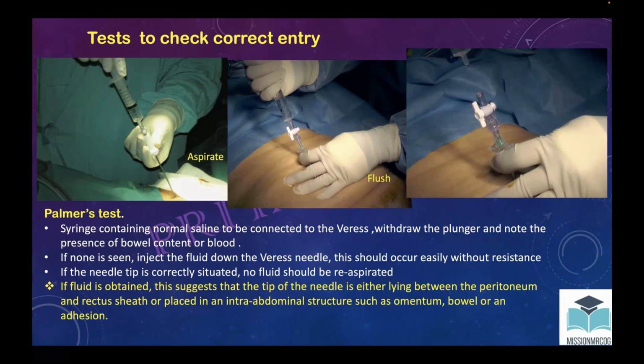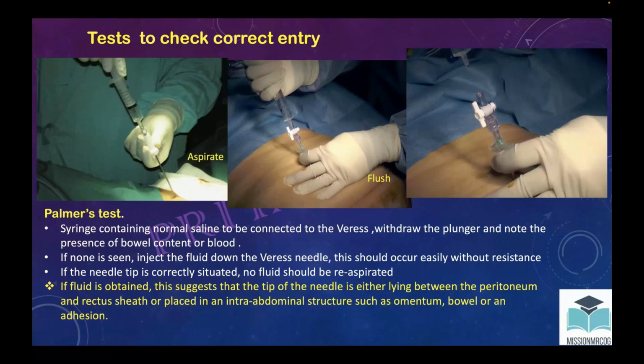Now this is Palmer's test. You take a syringe filled with normal saline and apply it over the needle. Then try aspirating. Usually if it is in the abdomen, you will not be able to aspirate anything. But if it is in any vessel, there would be blood, and if it is in the bowel, there will be bowel content. So this is the first part, when you are trying to aspirate.